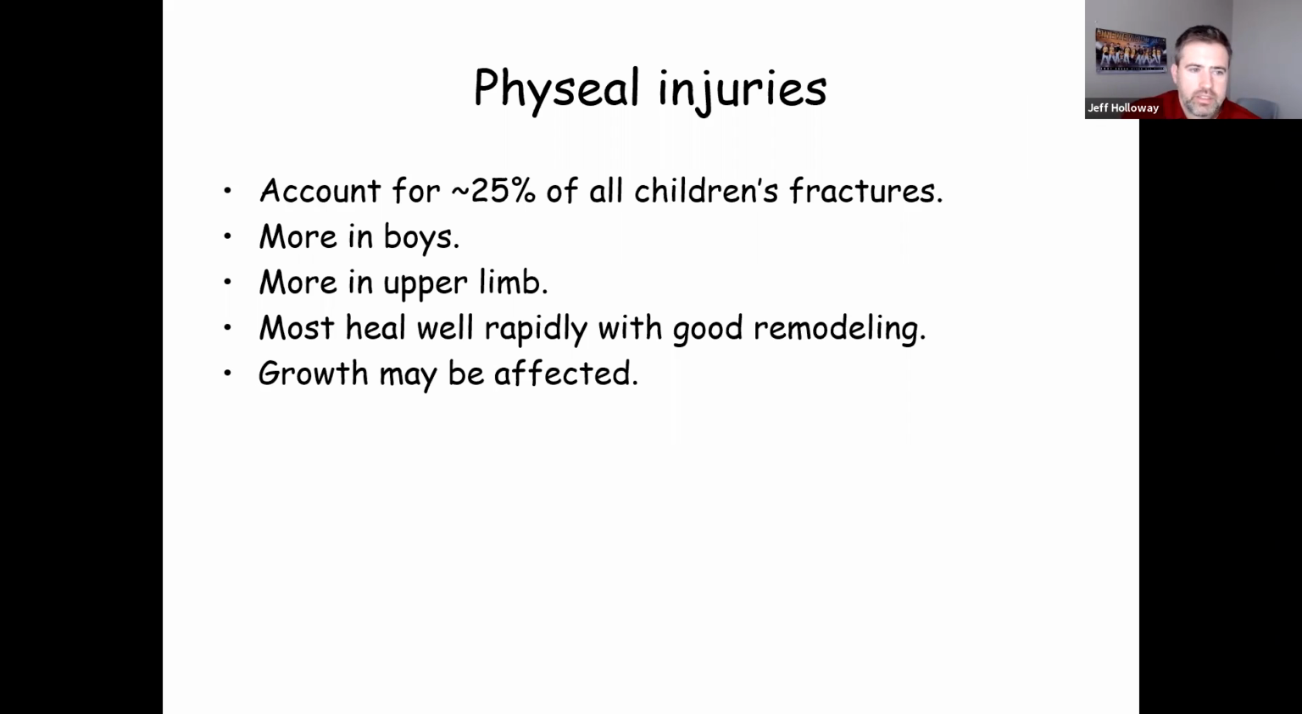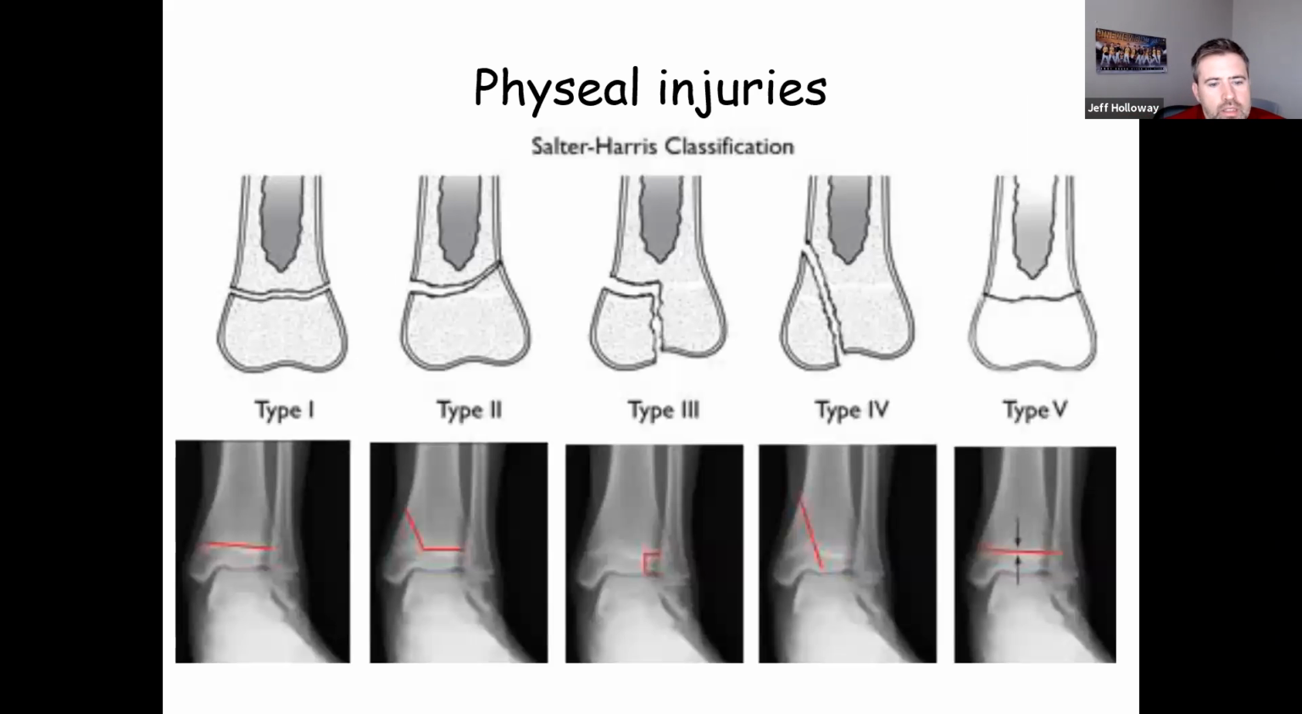So the physeal injuries account for about 25% of all fractures, and they're more common in boys and in the upper extremity, like we talked about, where they're falling on it. They heal well with good remodeling, but growth may be affected. So this is where you don't want to mess it up. Understanding these and the different types is very important.